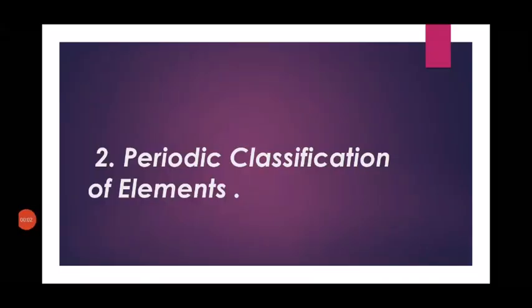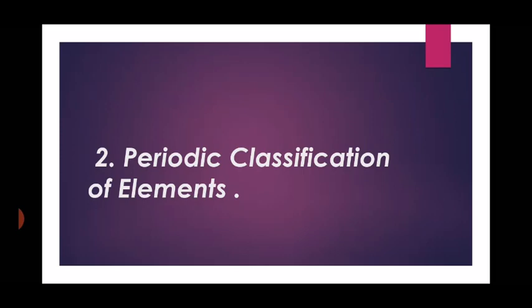Hi children, today we are going to continue Science 1, Standard 10, the second chapter, Periodic Classification of Elements. In the last video we already saw the history of elements, then Dobereiner's triads, then Newland's octave rule, and afterwards Mendeleev's periodic table. All these scientists discussed the discovery of the elements with the help of atomic masses.